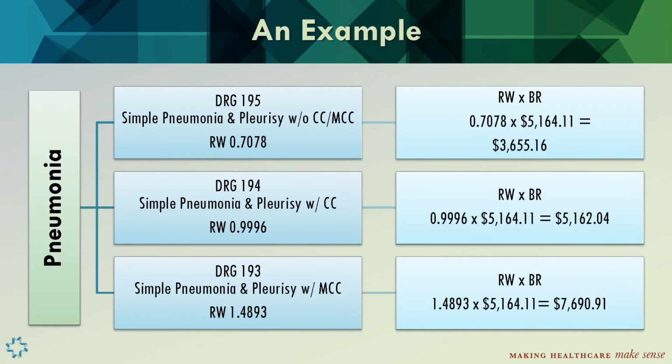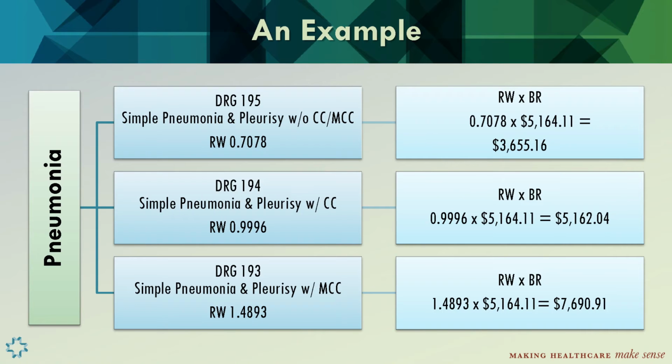For this example, I have the blended rate as $5,164.11. Now look at simple pneumonia DRG 193 with MCC. The MCC could be end-stage renal disease. Look at the high relative weight compared to DRG 195. There is a difference here of over $4,000.